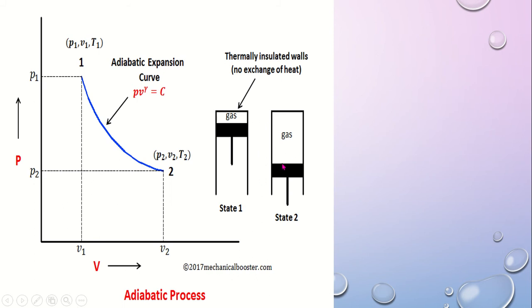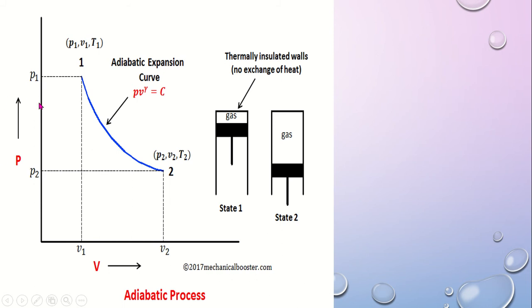Look here, when the piston is taken outward, the pressure will decrease and the volume will increase. Have you seen? So here also Boyle's law is applicable, but here it can be written in this way. That means PV to the power gamma equal to constant. And this is the curve which we get for the adiabatic process.